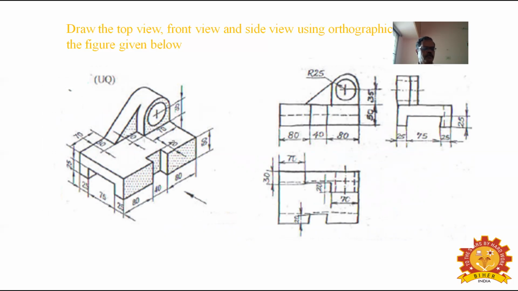First go through the dimensions. What are the dimensions given here? Okay, so total length is given as 200 and it is 125. If you add all the dimensions, you will get 200: 160 plus 40 is 200. Here it is 50 plus 75, 125.